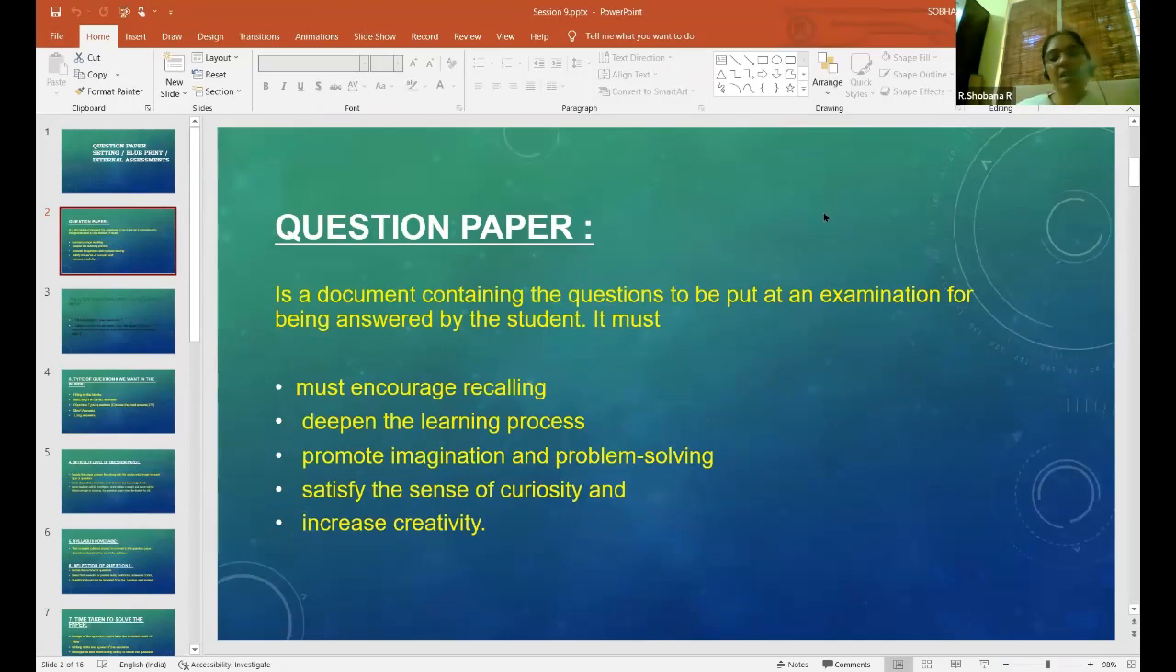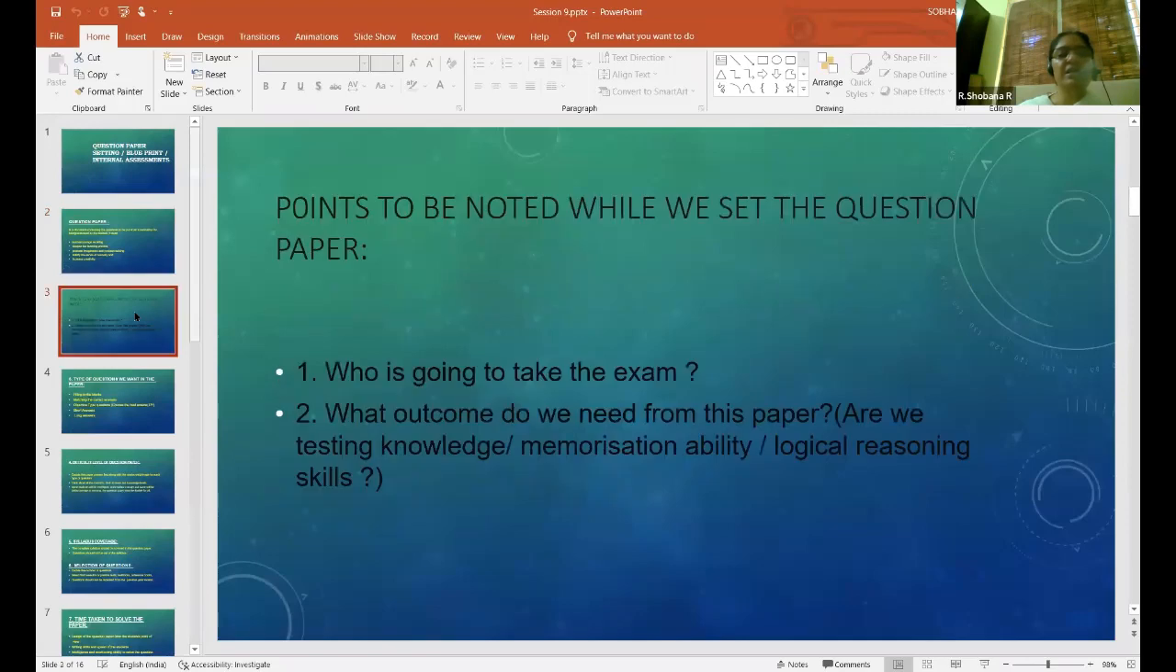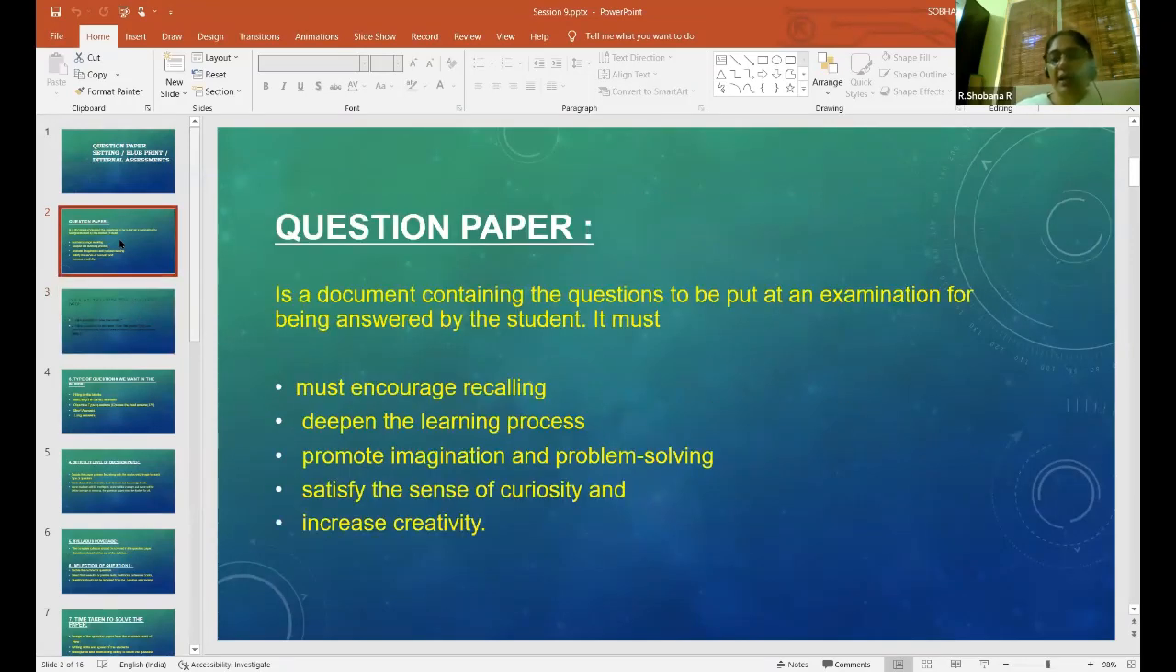I am sure these are only the very broad points. I think teachers can come up with more points. Yes, teachers. Is there any point that you would like to add, teachers, on how a question paper must be?